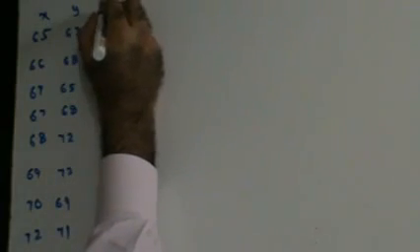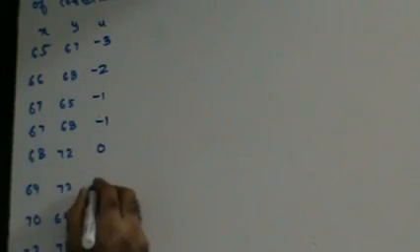Now, how do I find this? First thing, the largest number in the x column is 72. The smallest number is 65. Take a value between 65 and 72, say a mean value between them. Let's assume I take 68. So I'll say u is equal to x minus 68. So 65 minus 68 is minus 3, then minus 2, minus 1, minus 1, 0, 1, 2 and 4.